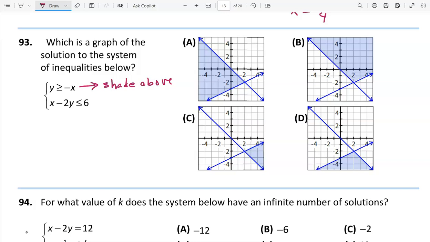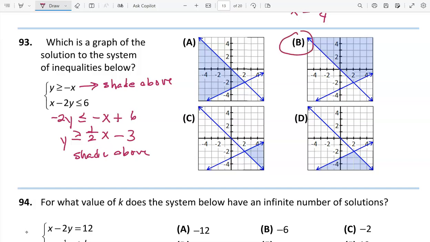For the next inequality, it is not solved for y yet, so I am going to subtract x from both sides, and then I'm going to divide by -2. When we divide by -2, the inequality switches direction. Since we have y is greater than, we're also going to shade above. So I'm just going to pick the graph in which the shading is on the top side of both lines. That would be choice B.